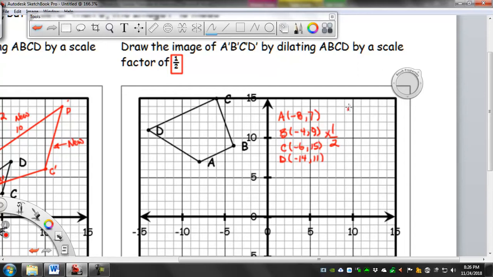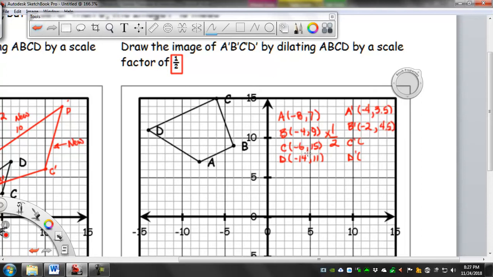So let's go ahead and find A prime, B prime, C prime, and D prime. I'm going to look at these like I'm dividing by 2. So 2 into -8 will be -4. 2 into 7 would be 3.5. I've gone through with my calculator and figured some of these already, so I don't have to put them up on the screen. Okay, so the next one will be -2. 2 divided into -4 will give me -2. And then 2 divided into 9, or 1/2 times 9, will give me 4.5.